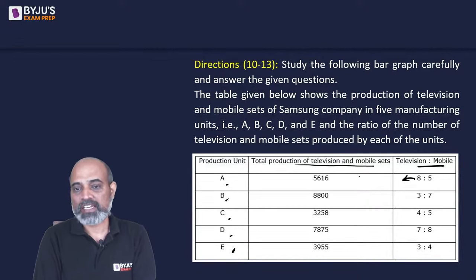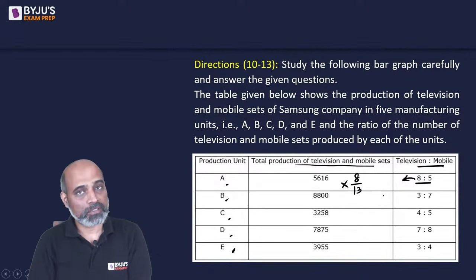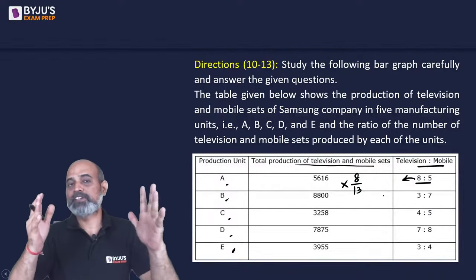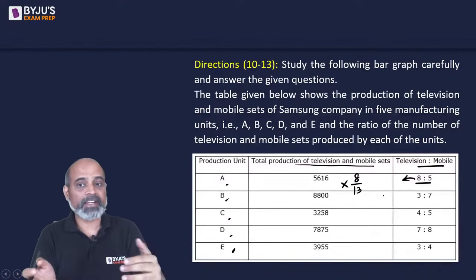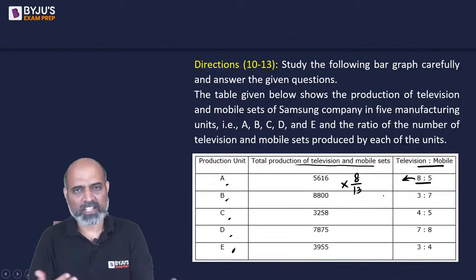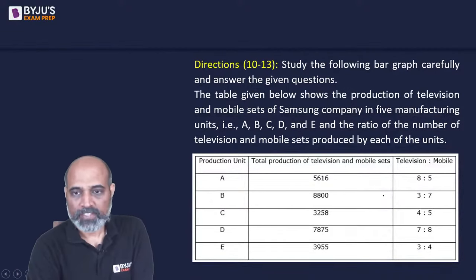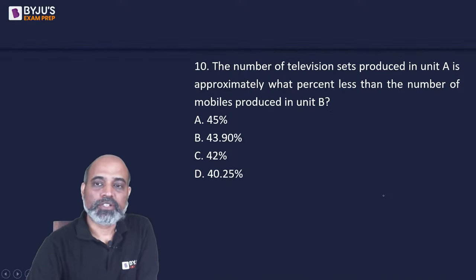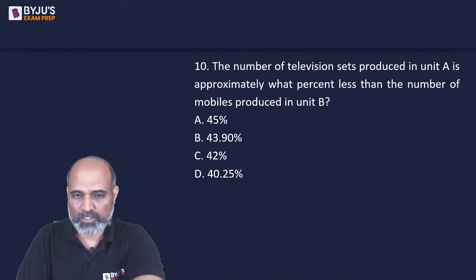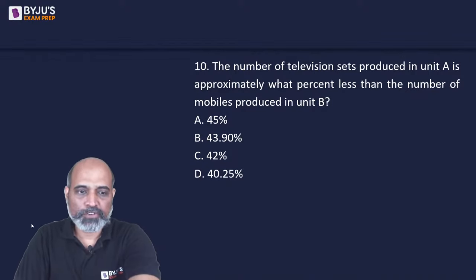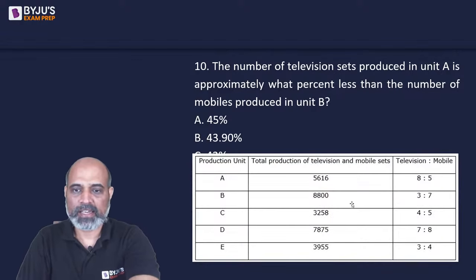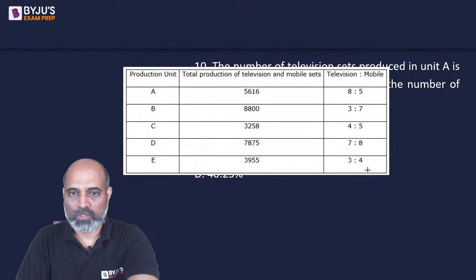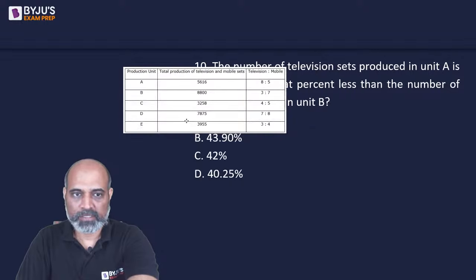For television, this will become 8 out of 13 of 5616. In other words, we need to take this number 5616 and divide it in the ratio 8:5. Similarly, next, 8800 has to be divided in 3:7, and so on and so forth. Once that part is understood, let's solve the questions, and for that we will need the table at every place. So let's put in the table.